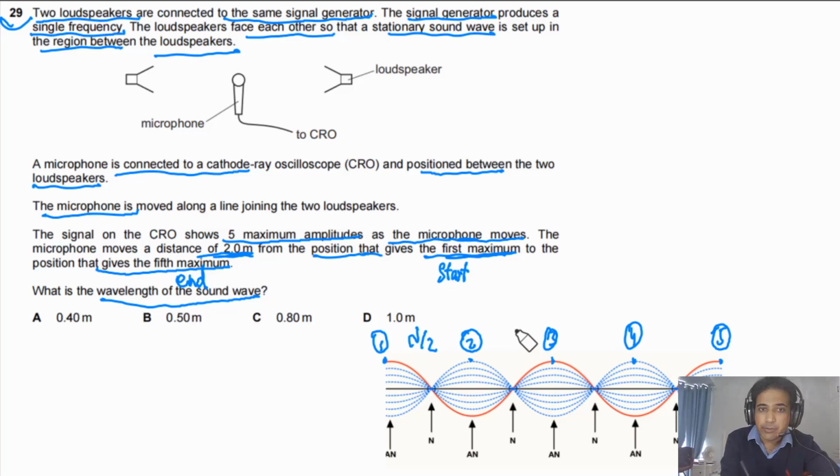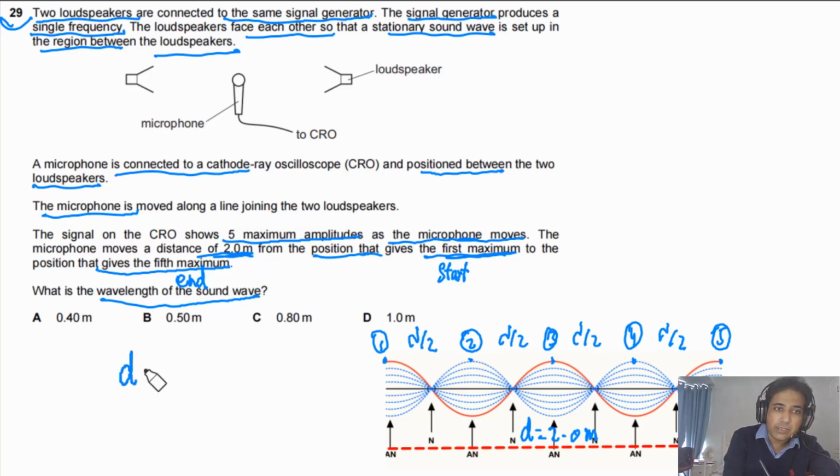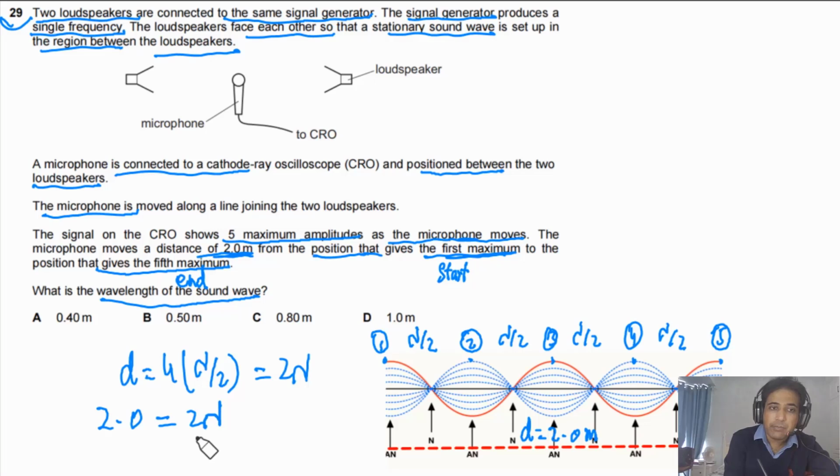So this distance is lambda by 2, this distance is also lambda by 2, this distance is lambda by 2, and this distance is also lambda by 2. For this question, the total distance between the first and the 5th maximum is given as 2.0 meters. So in this case d is equal to 4 times lambda by 2, which is 2 times lambda, and d is equal to 2.0. So lambda will be equal to 1.0 meter. So the answer for this question is D.